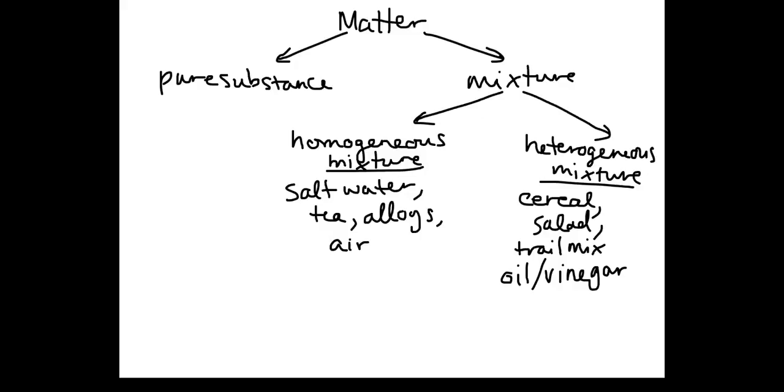Any questions on this? I might ask you to identify something as a pure substance, pure compound, element, heterogeneous or homogeneous, or I might ask for examples. So I would say, give an example of a heterogeneous mixture. And you could say chili or salad or cereal, something like that.